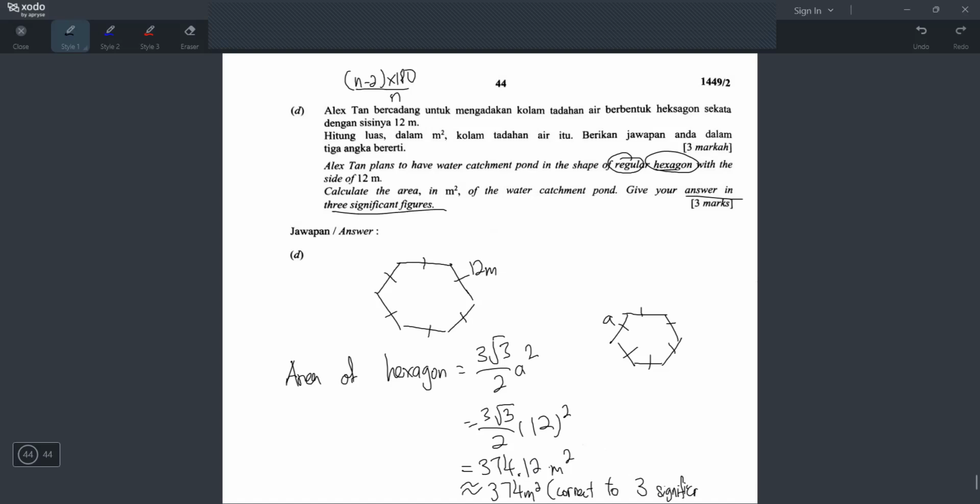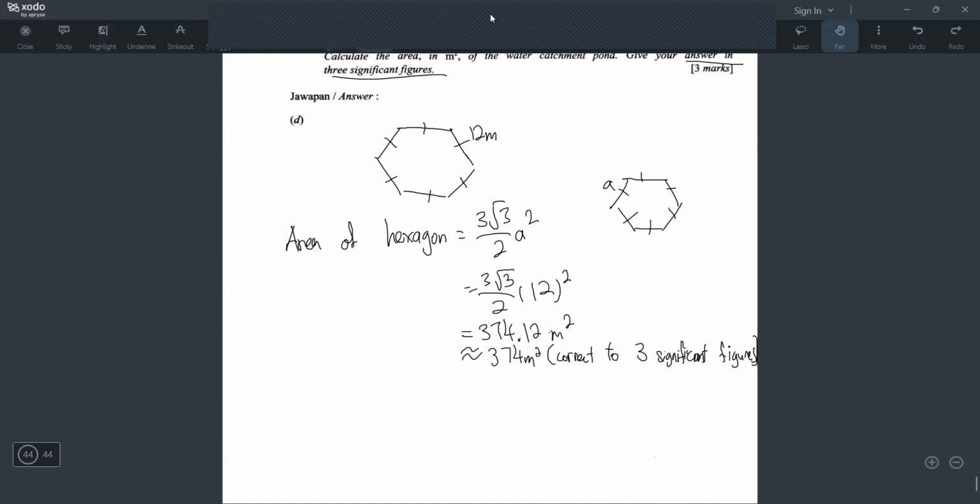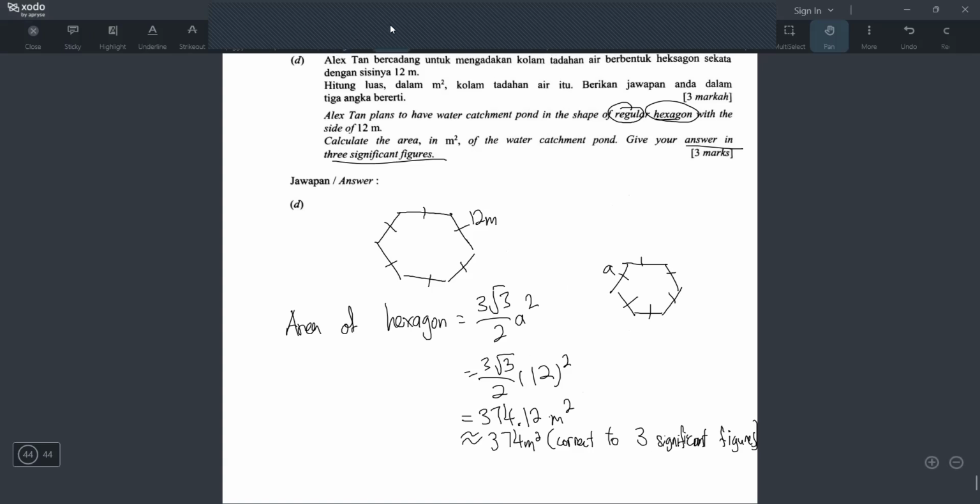Okay, I will show you another method. So this formula you can remember also. This is the formula to find area of hexagon, but you can only use it when it's regular. If it's not regular, then you can't use it. And the a stands for the side of the hexagon, right? If you don't want to do like that, you can also do it another way.